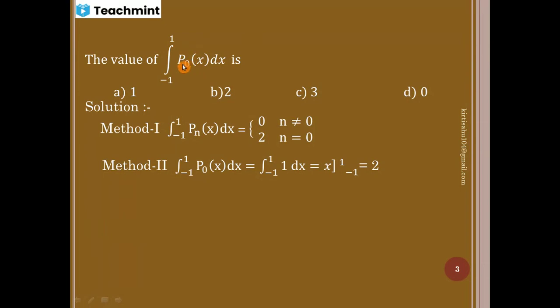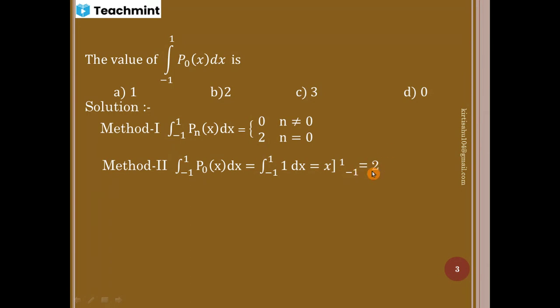So for this we know various expressions for Legendre polynomials of various order: P0 of x, P1 of x, P2 of x, like this, right? That you should remember if you want to answer the question based on special functions. So what is P0 of x? P0 of x is nothing but known to us, that is 1. So we will just put the value of P0 of x over here, so 1, and then integrate this 1 and apply the limit, then also you will find the answer as 2.